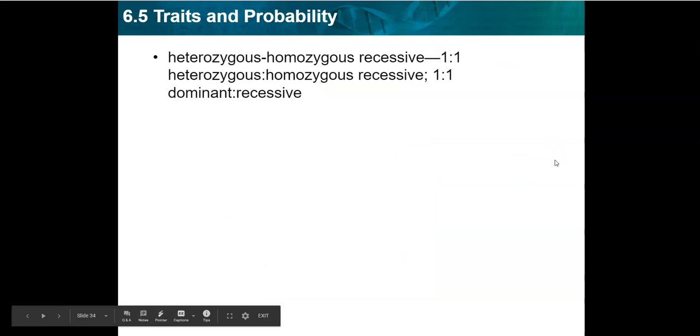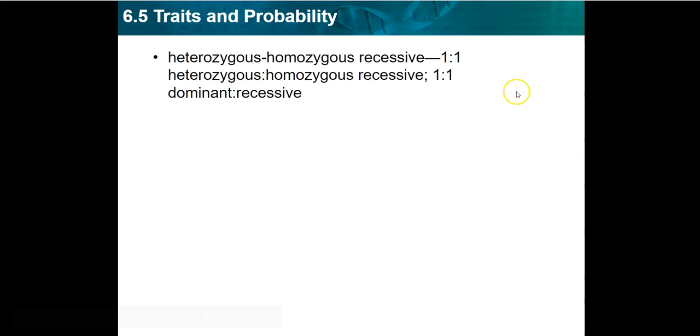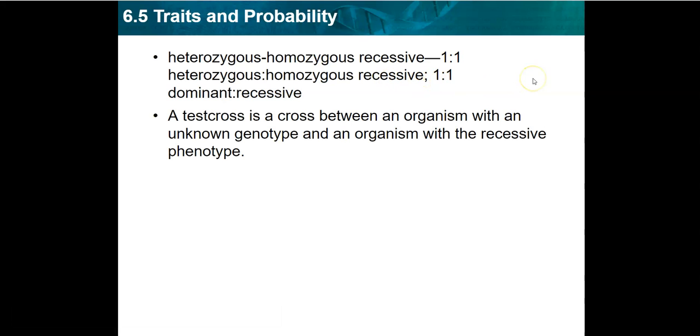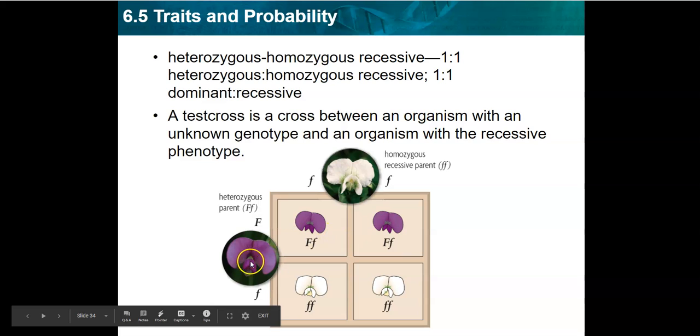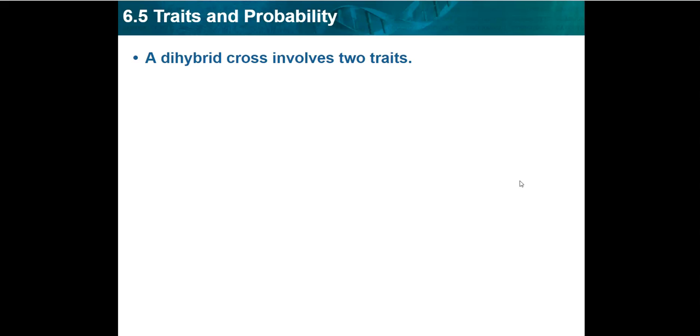A heterozygous to homozygous recessive, or a test cross, is a 1-to-1 heterozygous to homozygous recessive and a 1-to-1 dominant to recessive result. Test crosses are used between an organism with an unknown genotype and an organism with a recessive phenotype. We cross it with that unknown so that we can see, are there any recessive traits lurking with that unknown parent.